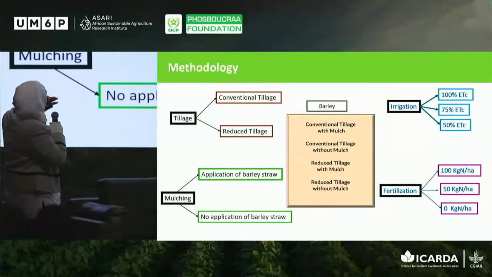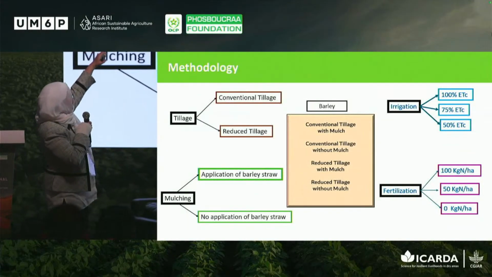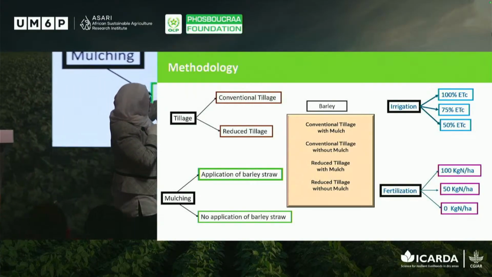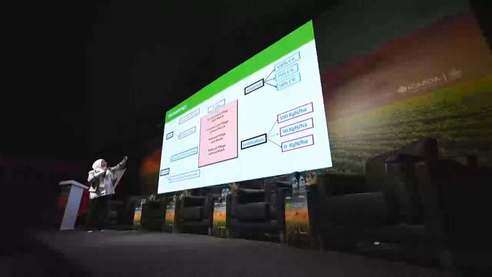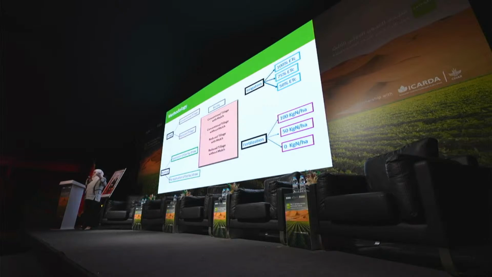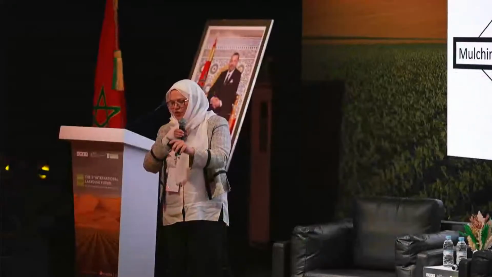If you can see, this is conventional and conservational. We use tillage and non-tillage. So here we have conventional tillage with mulch, conventional tillage without mulch, conservational with mulch, and conservational without mulch. Then we use 3 applications of irrigation and 3 fertilizer applications. This is, as I said, part of a bigger project. During this project, we also use the isotope N15 to determine the nitrogen use efficiency for this experiment, but because of the timing, we just use this one.